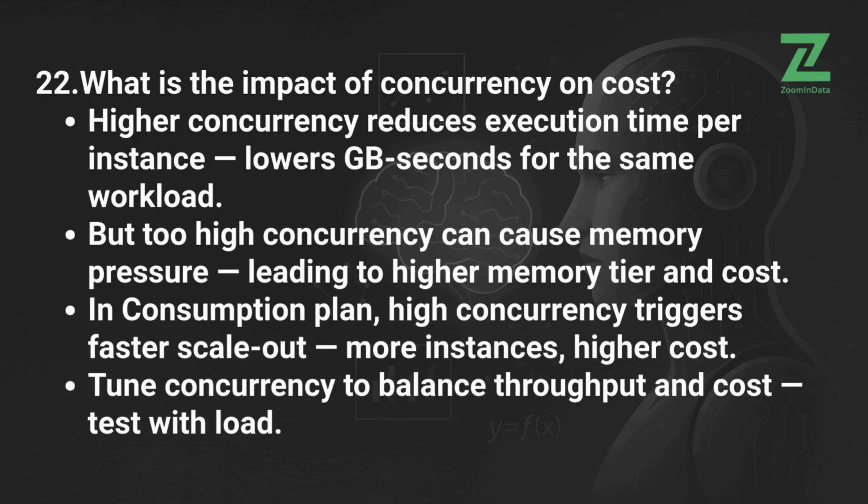What is the impact of concurrency on cost? Higher concurrency reduces execution time per instance and lowers GB-seconds for the same workload. But too-high concurrency can cause memory pressure, leading to a higher memory tier and cost. In the Consumption plan, high concurrency triggers faster scale-out, more instances, and higher cost. Tune concurrency to balance throughput and cost. Test with load.